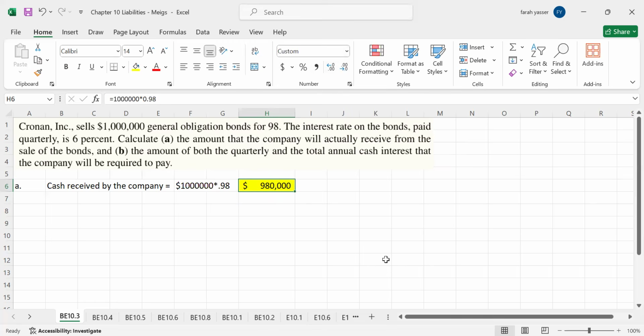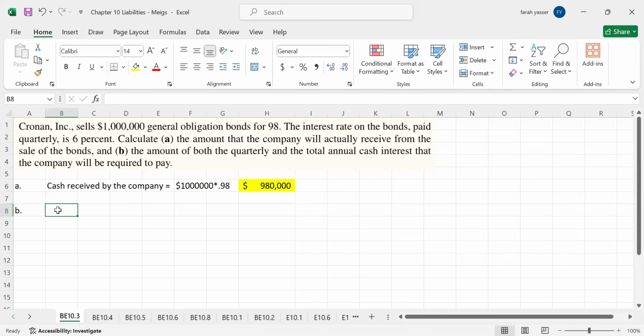So $980,000 is the cash received by the company as required in requirement A. In requirement two, interest is required, or total annual cash interest. Cash interest means the interest which the company is going to pay to the bondholders. The quarterly interest and the total annual interest are required.